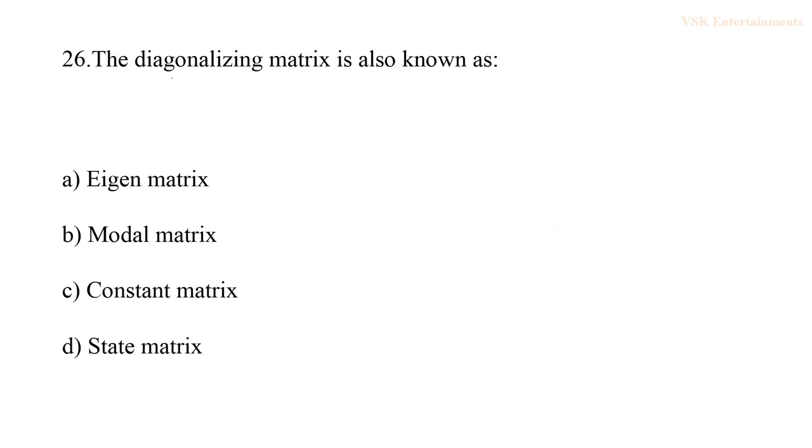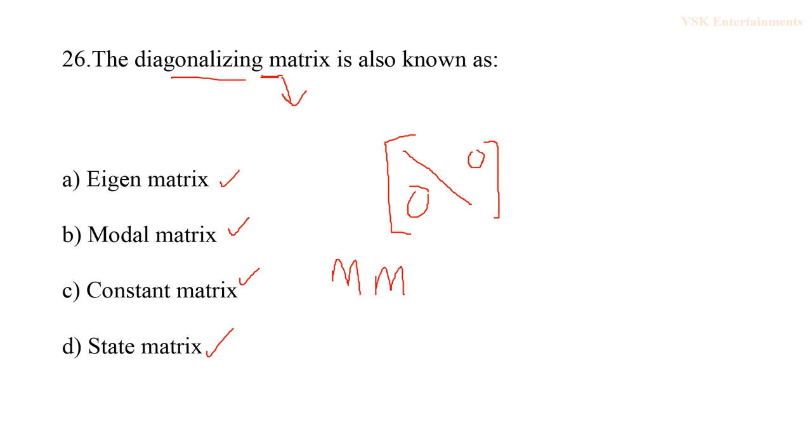Next bit is, the diagonalizing matrix is also known as: options are eigen matrix, model matrix, constant matrix and state matrix. Here a diagonal matrix is nothing but the matrix in which only the diagonal elements are not equal to 0 and the remaining non-diagonal elements are equal to 0. That type of matrix is called a diagonal matrix, and the other name for it is the model matrix. So option B is the right answer for this one.